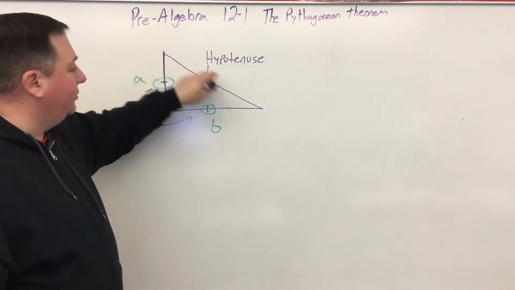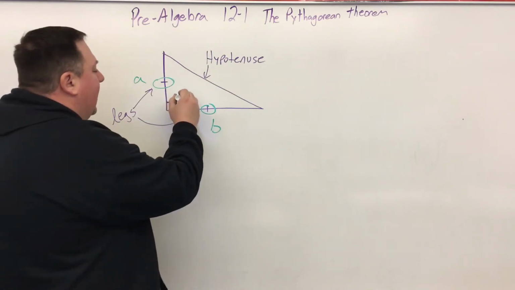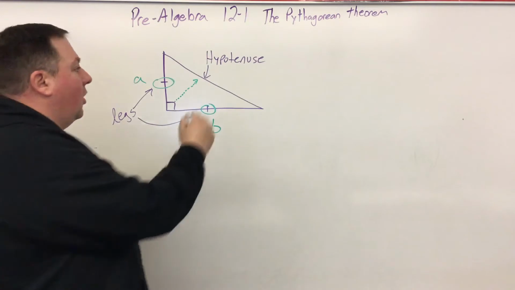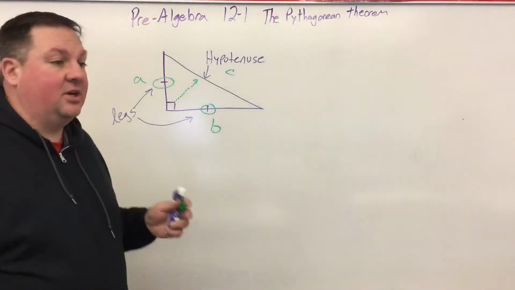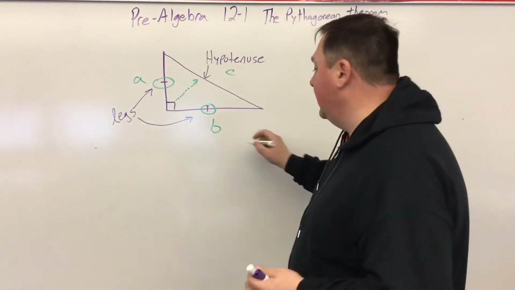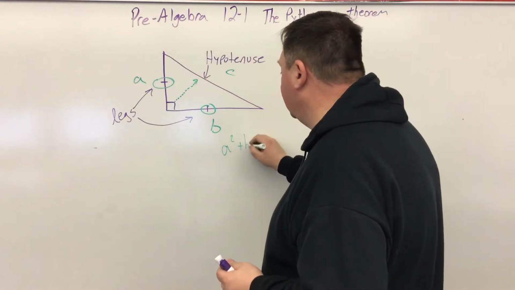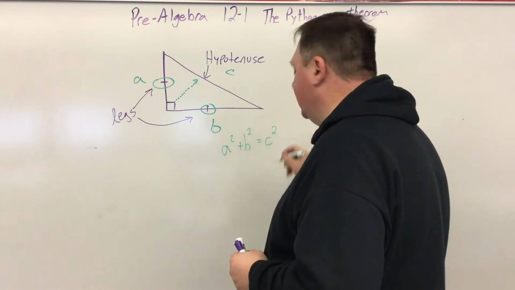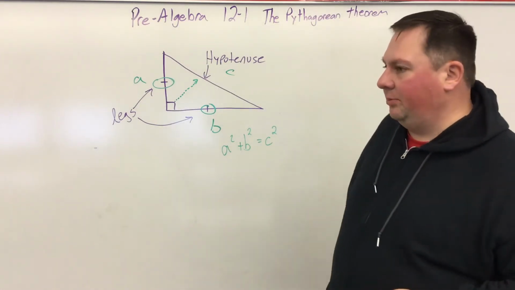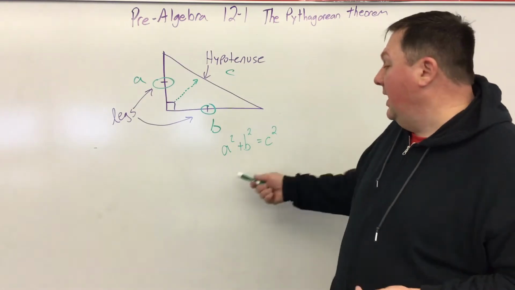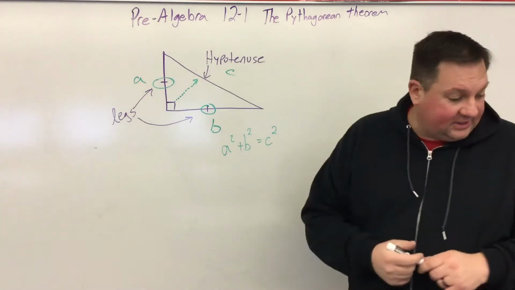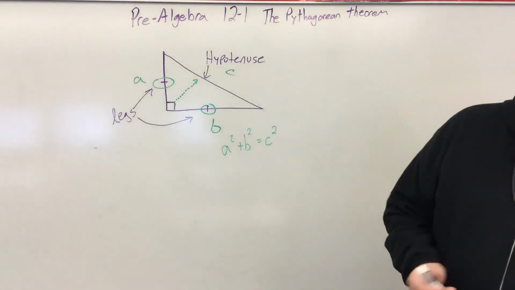Now your hypotenuse is the side that is opposite the 90-degree angle. So your hypotenuse is always going to be your C, and it's always going to be your longest side. Now the formula for the Pythagorean theorem is a squared plus b squared equals c squared. This is just a formula that the old man Pythagoras figured out, and it is always true for all right angles. So for example, all we have to do is just plug in our numbers.